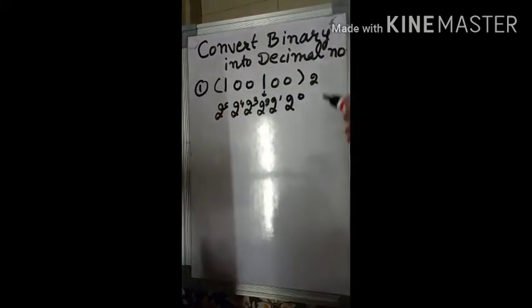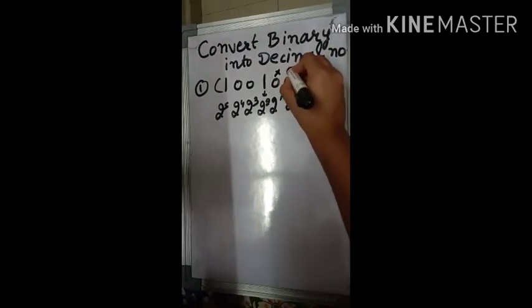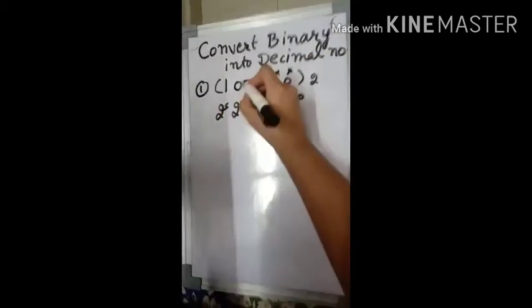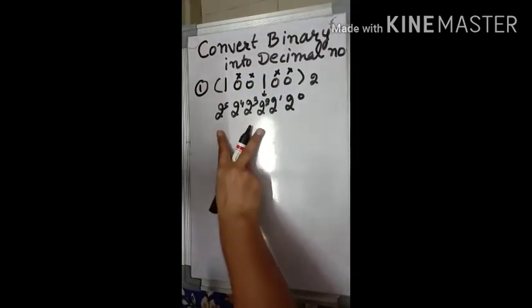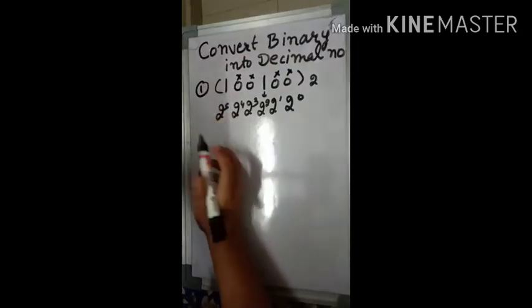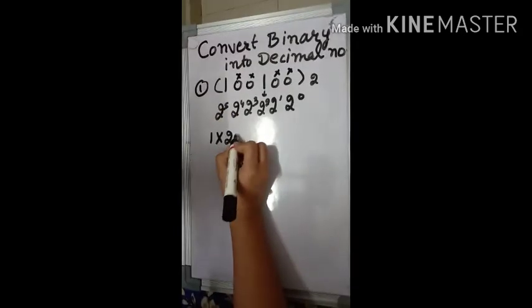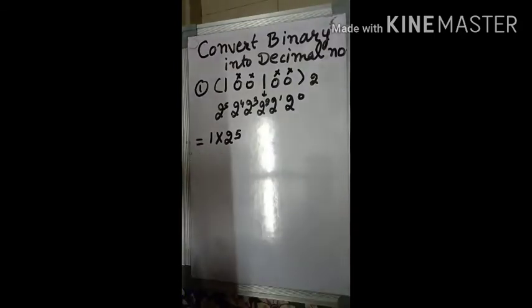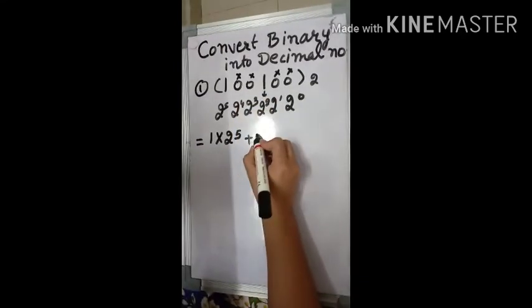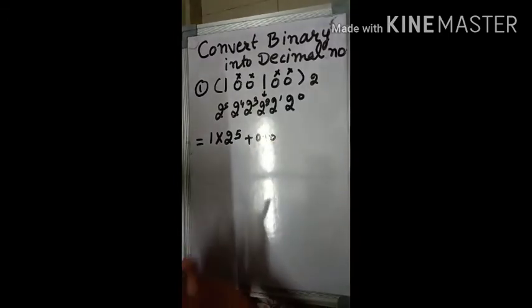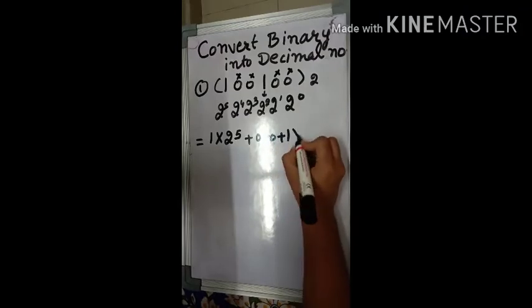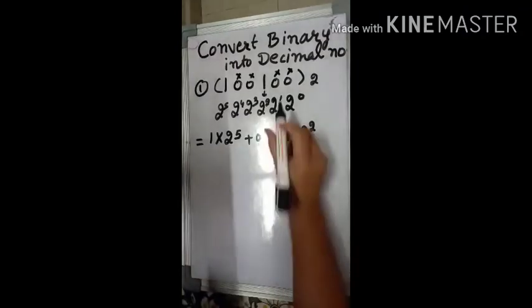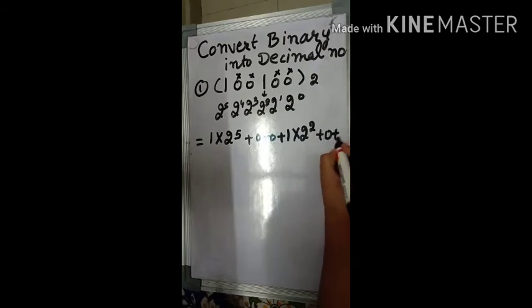First of all we are going to neglect all the digits which are 0. So I am neglecting the first two numbers, then again I am neglecting these two numbers. So we just have two digits that we need to multiply. Let's write it: 1 into 2 raised to power 5. Then 2 zeros, simply we will write 2 zeros, we don't need to multiply them with any digit. Then again we have 1 into 2 raised to power 2, and then again 2 zeros.